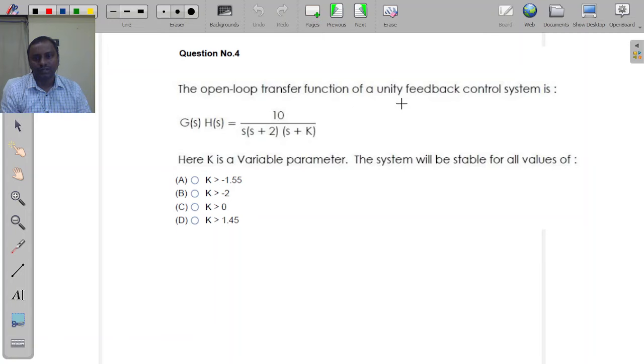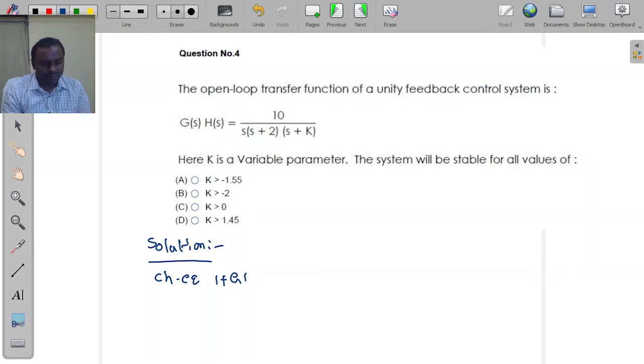The open loop transfer function of a unity feedback control system is given as 10 by s into s plus 2 into s plus k, where k is a variable parameter. This system will be stable for the value of, we need to calculate the range of gain k such that the system becomes stable. So the solution: write the characteristic equation, 1 plus GH equal to 0. 1 plus GH is 10 divided by s into s plus 2 into s plus k.